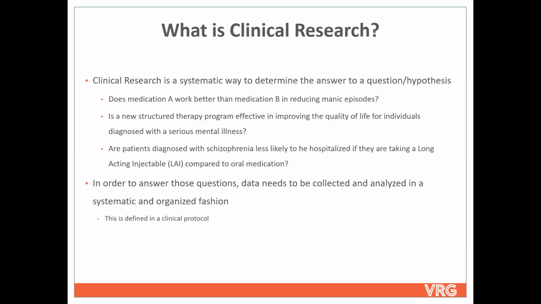So what is clinical research? Clinical research is the systematic way to determine the answer to a question or a hypothesis. And this could look like, does medication A work better than medication B? Is this new therapy that we've designed better at improving the quality of life than the existing therapy that we're already providing? It could look at taking a medication in a different way. So is someone who takes a long-acting injectable form of medication, will they do better clinically than somebody who takes the same oral medication? So in order to answer questions like that, we need to collect data in a systematic and organized fashion and analyze it. And this is defined in what we call a clinical protocol.